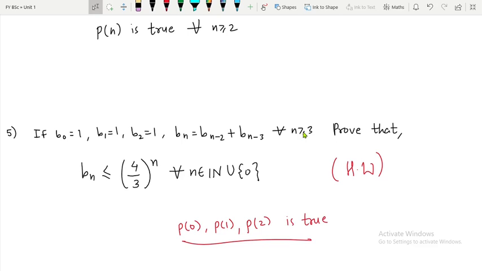I hope you are getting it. So don't show only P of 1 and P of 2 is true, because whatever we have to prove, 0 is also included. Therefore in part 1 we will show that P of 0, P of 1 and P of 2 are true, and then in the induction step we will assume that it is true starting from 3, P of 3, P of 4 and so on up to P of k minus 1, and then we will prove it for n equal to k.